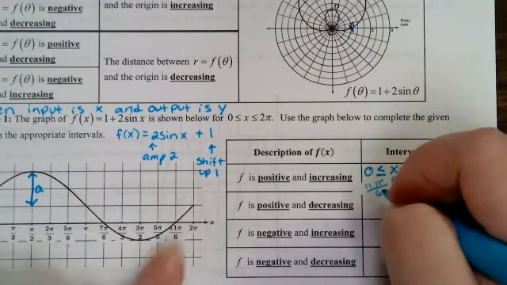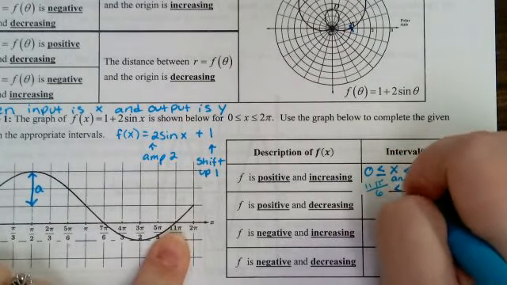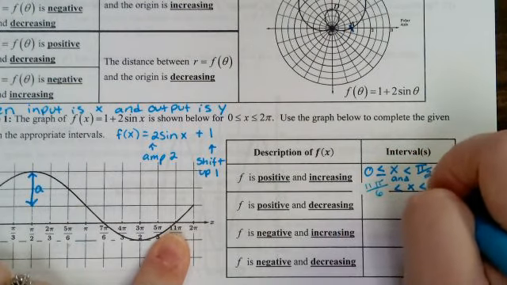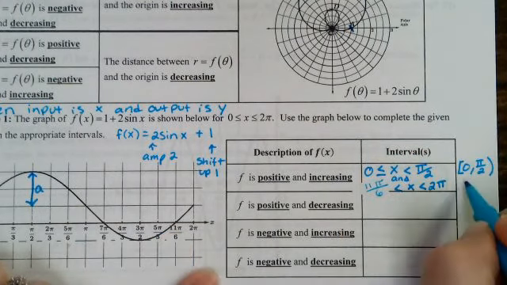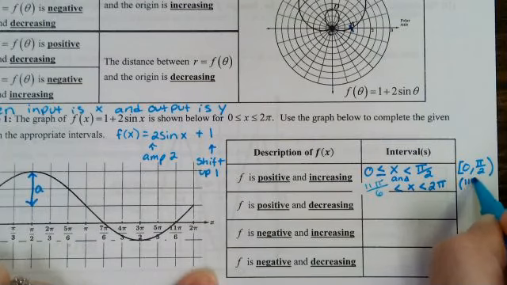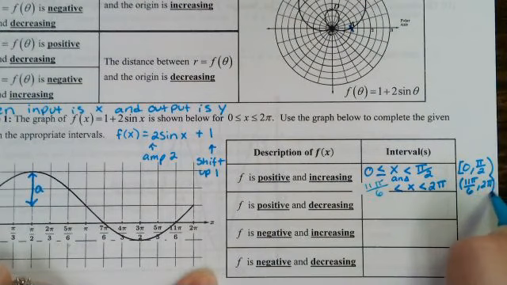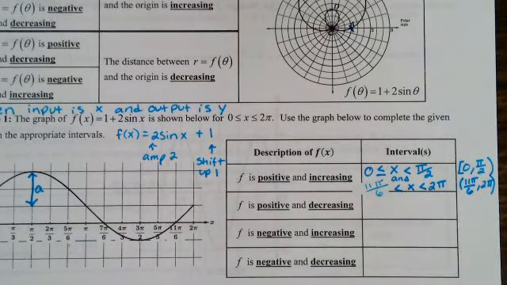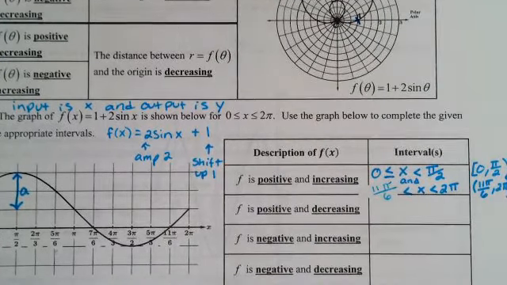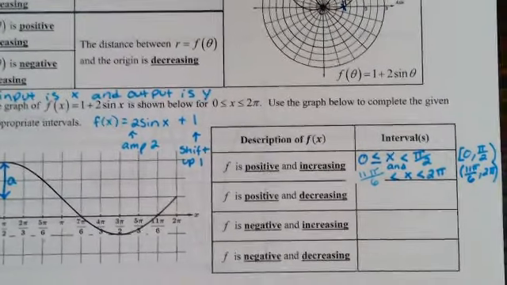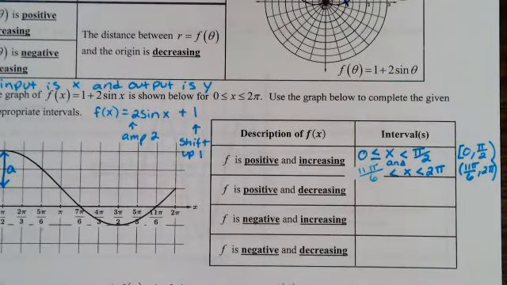11 pi over 6, all right? And then all the way out to 2 pi. Again, the other notation you could have used for this, 11 pi over 6 to 2 pi. Okay, that's the other way you could have noted that. So I know that's little on your screen, maybe, but that's what we're looking at for those.